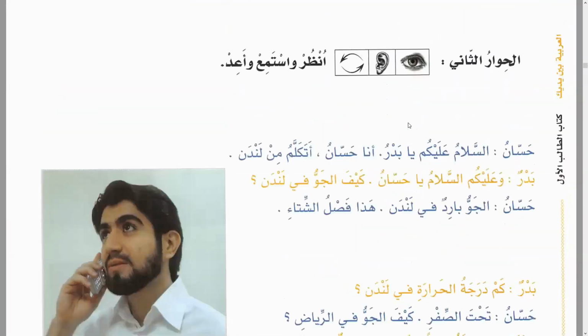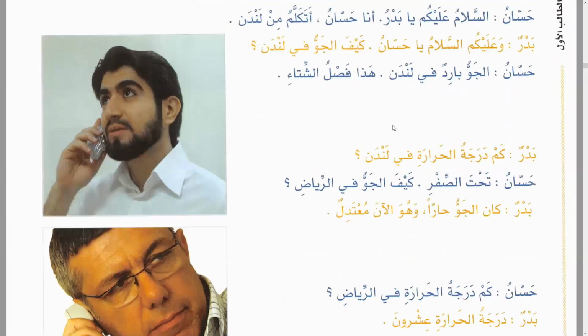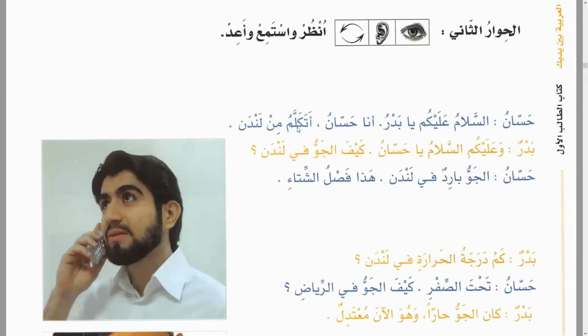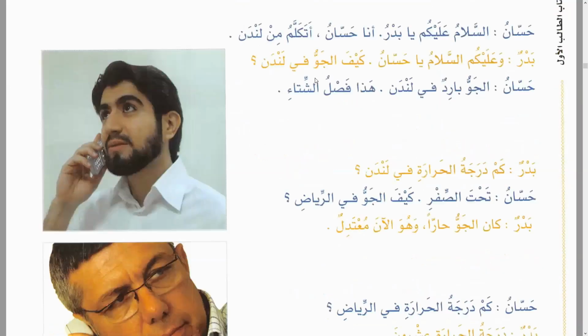And we learned about, in this unit, in this hiwar, atakallam, I speak from London. And London also we learned that this is ghair munsarif, right? This takes a fatha, London. Like Hassan also is ghair munsarif, restricted. They don't take their, what do you call, tanween or kasra. They don't take tanween or kasra.